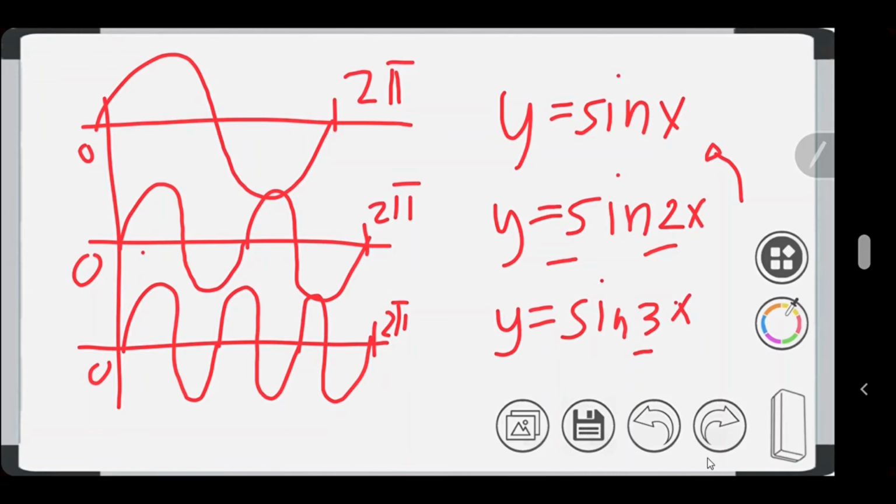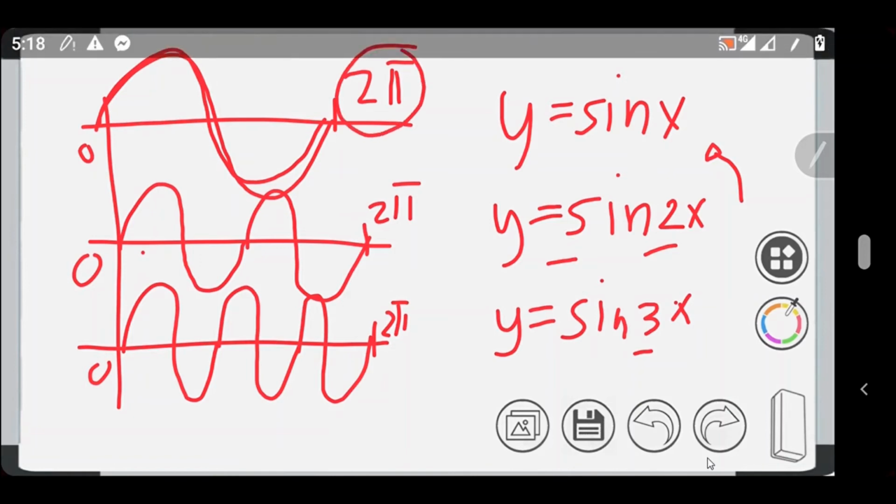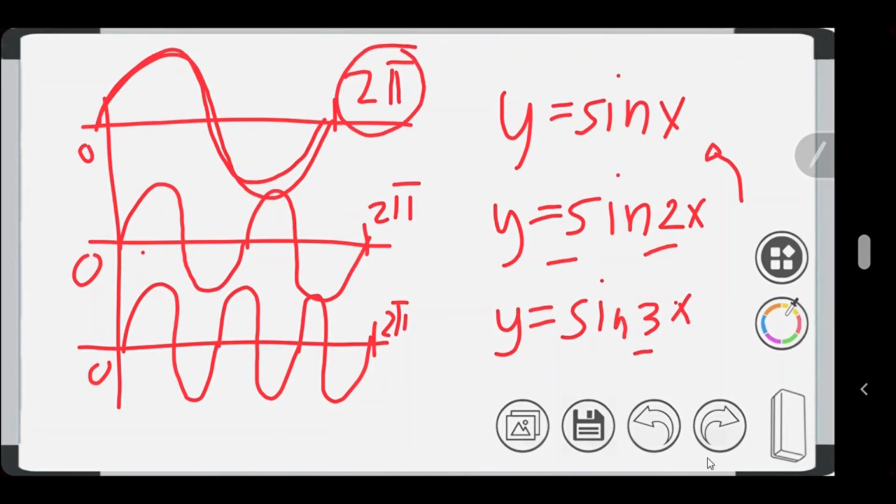Take note that if we have one cycle completed from 0 to 2 pi for our graph y is equal to sin x, then our period is 2 pi. We're going to circle that.